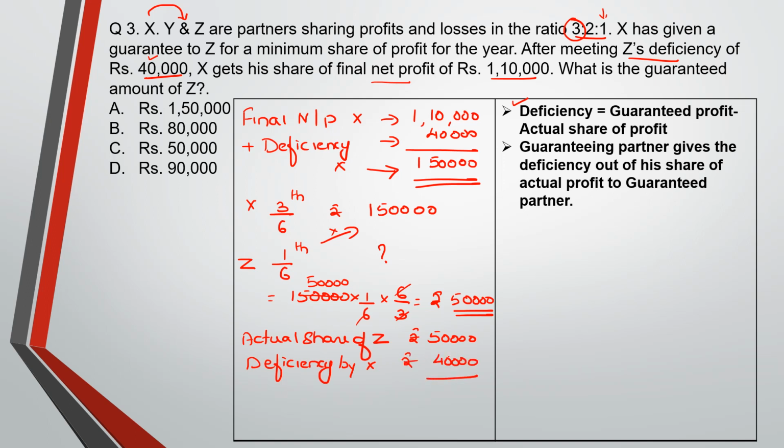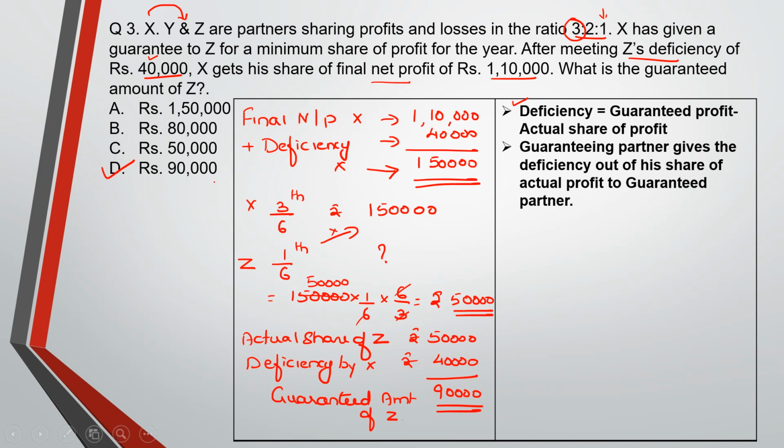So if we add the deficiency to the actual share of Z, we get 90,000. This is the guaranteed amount of Z. So this is how, by reverse calculation, we arrive at the guaranteed amount of Z. Therefore, D is the answer here, 90,000.